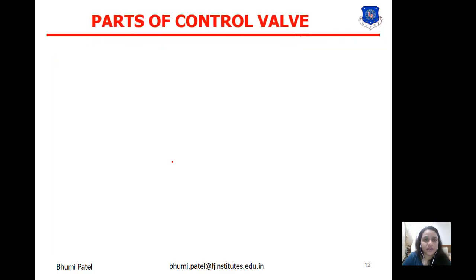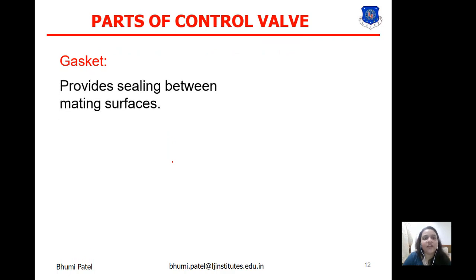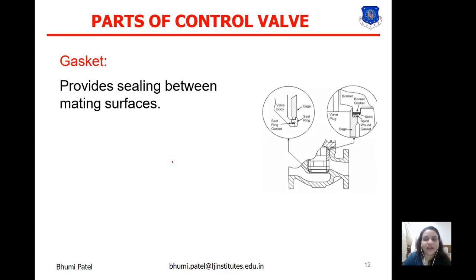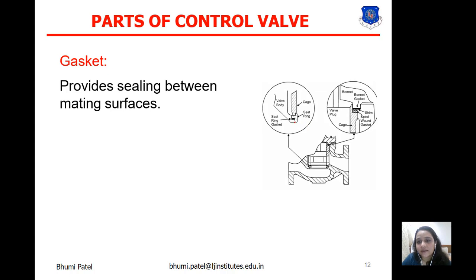Now next one is the gasket. It provides sealing between the mating surfaces. Now here we have two types of gasket. Here you can see in this diagram, this is the valve body, this is the cage, this is the seat ring, and to this seat ring, a seat ring gasket is connected. Here you can see that this is the valve plug, cage, this is the seam and the bonnet, and between the bonnet and seam, the bonnet gasket is connected.